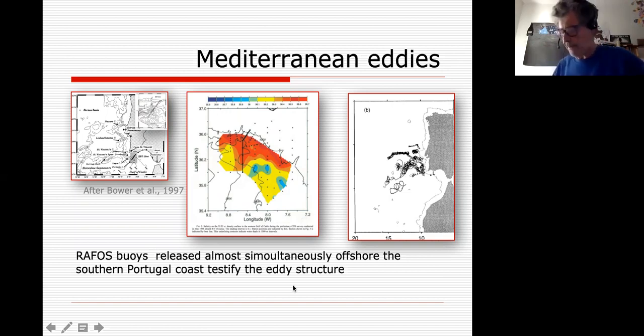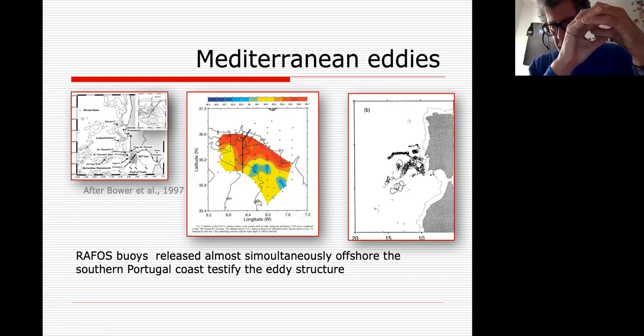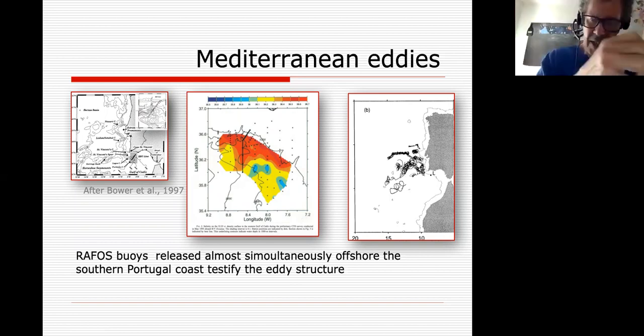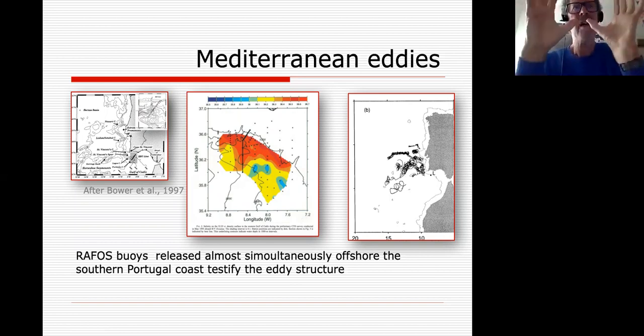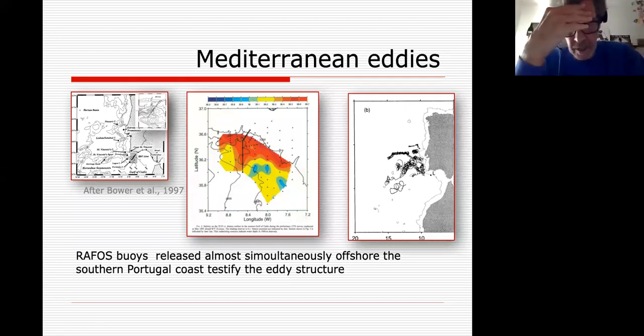So eddies are important also in depth, not only at surface. They have an important role in mediating the exchanges between Atlantic and Mediterranean, and transporting the active properties of the Mediterranean water into the Atlantic interior.